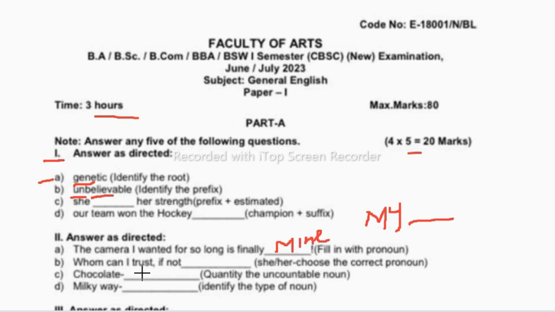Next one: 'Whom can I trust if not dash?' 'She', 'her'. Here you have to choose the correct pronoun. This is a conditional type of sentence. 'Whom can I trust if not her?' 'She' is not proper, so you have to use 'her'.